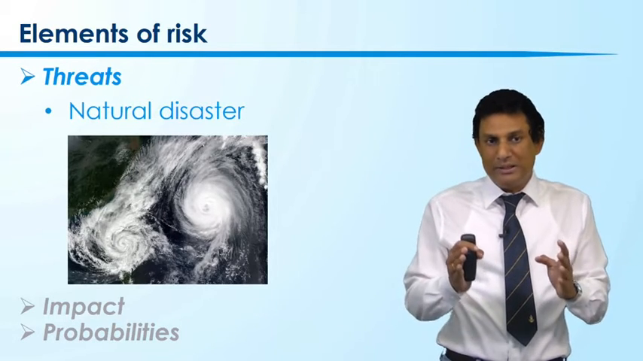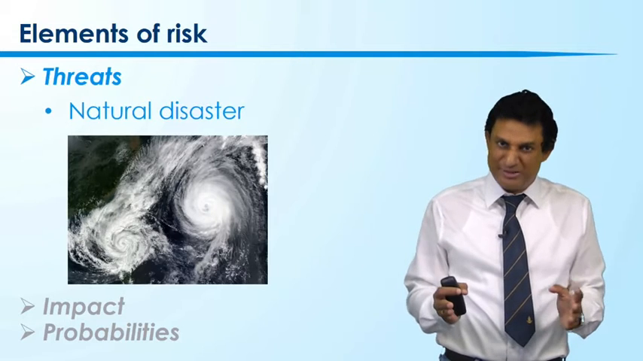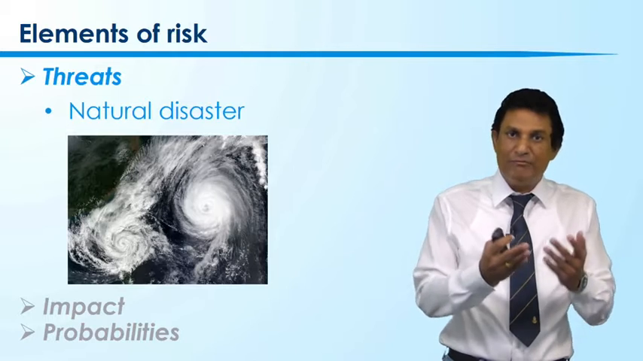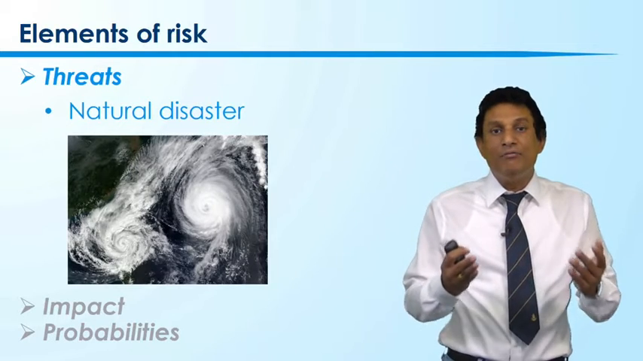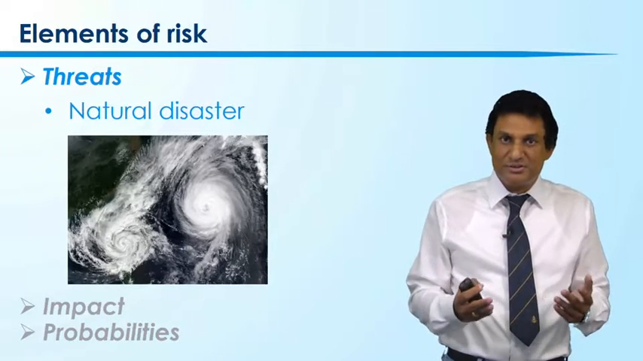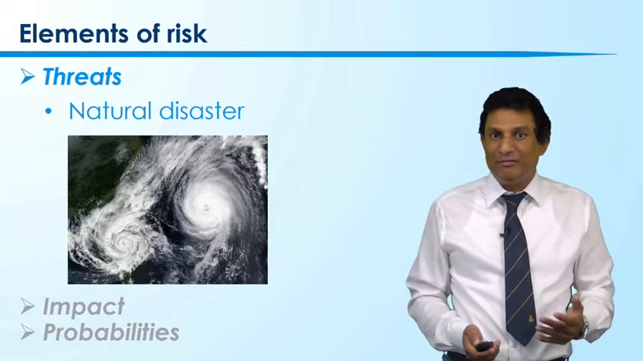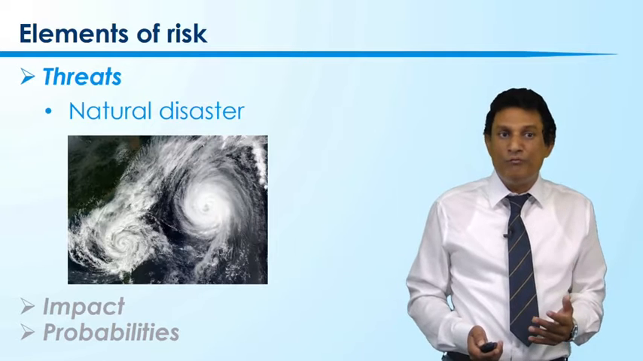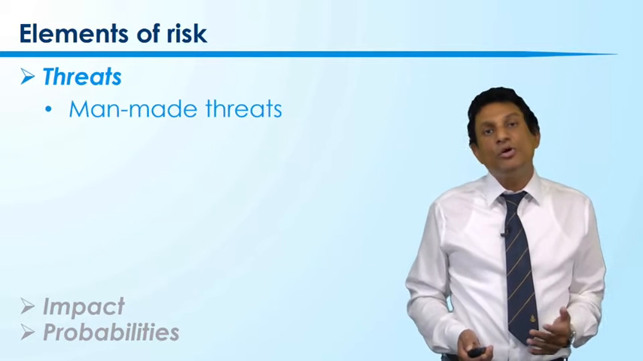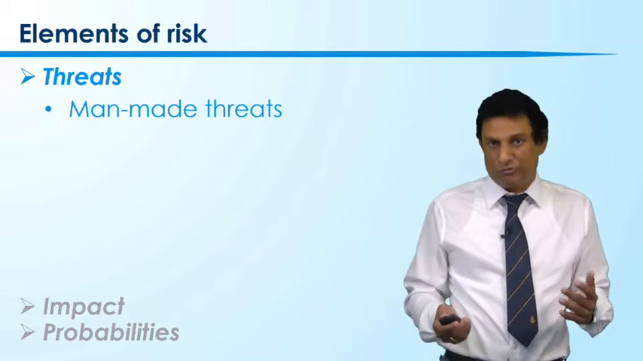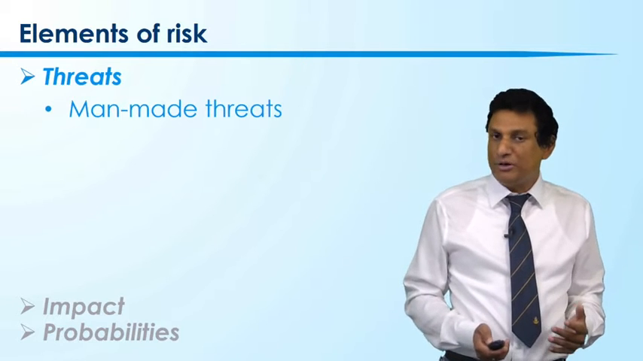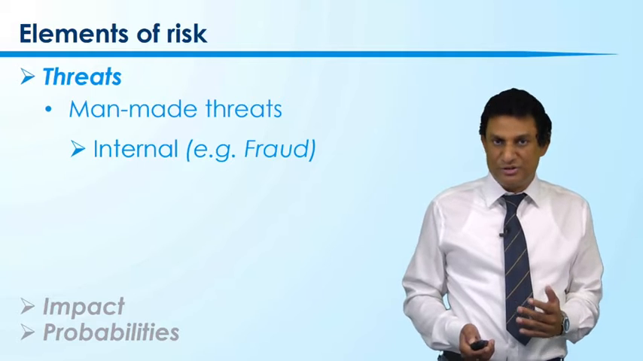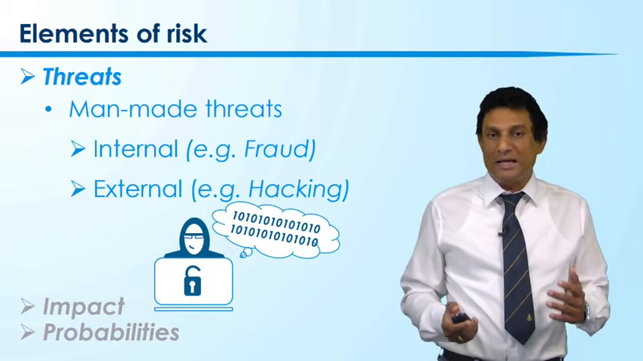The very first one is of course natural disasters. We all know that we have earthquakes, we have typhoons, right? So we have all kinds of natural disasters we face in our lifetime. So that's the first group of threats. And the second group of threats is called man-made threats. When we look at man-made threats, there are two different kinds. The first one we call internal, and the second one we call external.